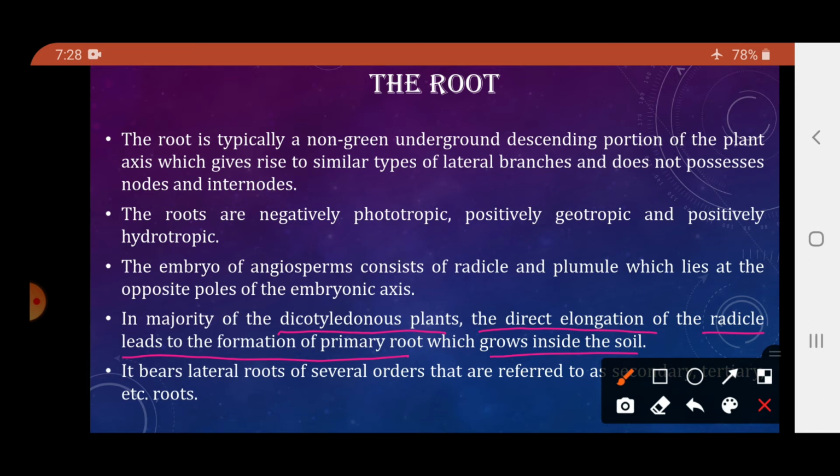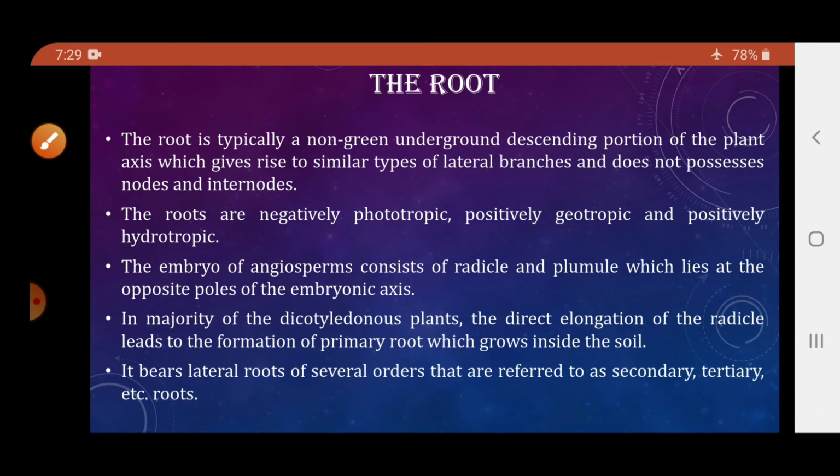Listen very carefully. The root developing from the radicle is called as the primary root, which will later form the tap root system. Now, this primary root will have the lateral roots of several orders which are referred to as secondary, tertiary, etc. roots.